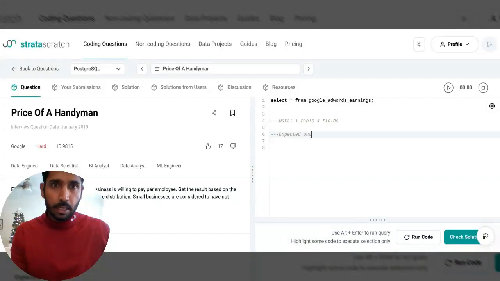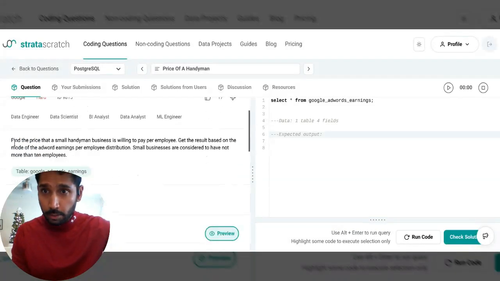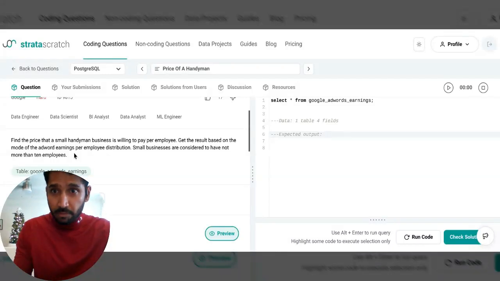Expected output. I would like to take a look at what's the expected output. I know we need to get the price that a small handyman business is willing to pay per employee, get the results based on the mode of the AdWord earnings per employee distribution. When I first read it, I understood mode as something like an English vocabulary thing. But when I saw the distribution part, it's like the mean, mode, median, statistics related mode in the distribution of earnings per employee.